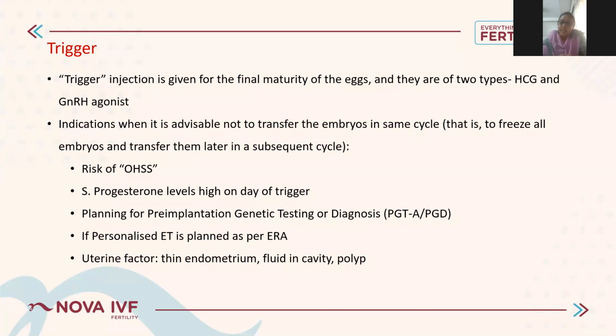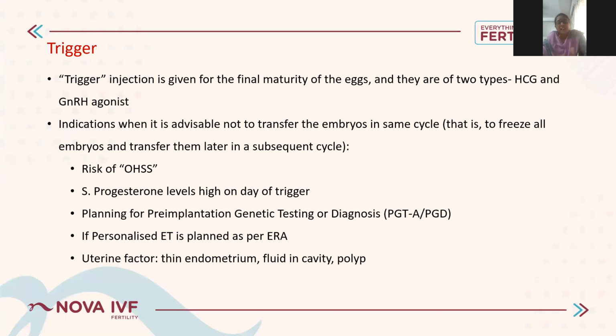So as I said, the trigger. Why is it given? The third injection, that is only a single injection. Why is it given? So that the eggs mature and we get a better quality of eggs. So there are different types of triggers. One is HCG trigger, one is agonist trigger. Depending upon the situation, we give different types of triggers.